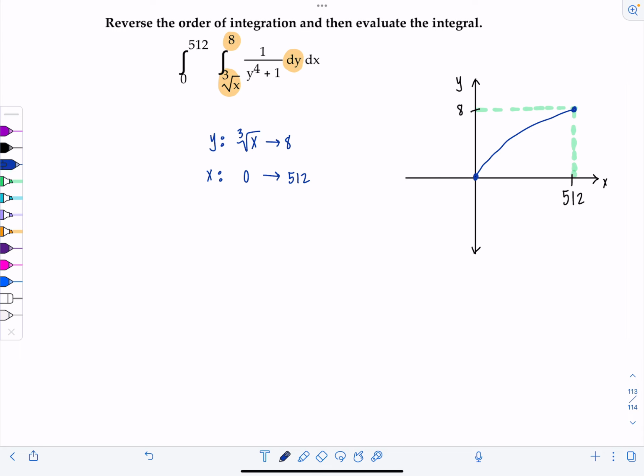Something like this, okay? And so here's the part where you have to be careful. This is the lower bound on y. This is the upper bound on y. So the curve is the lower bound. This is the upper bound. So this is the integration region right here.